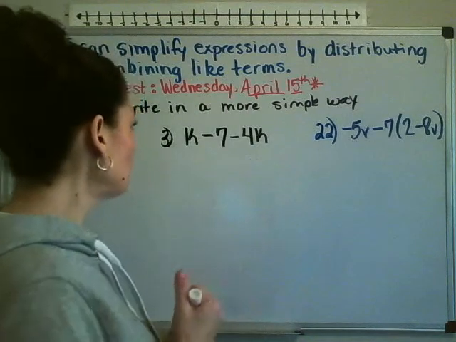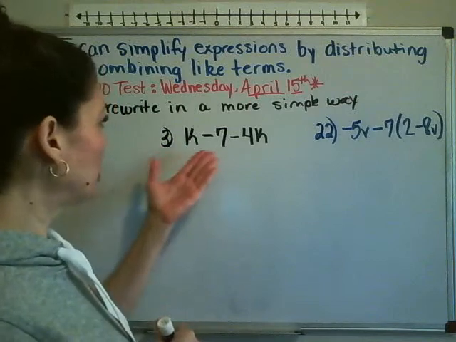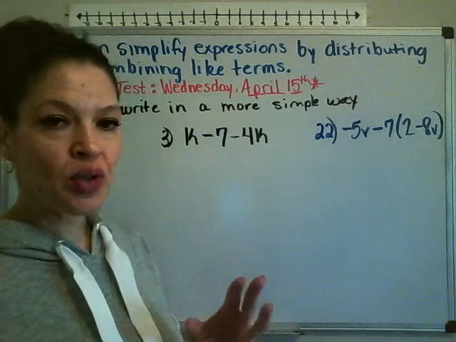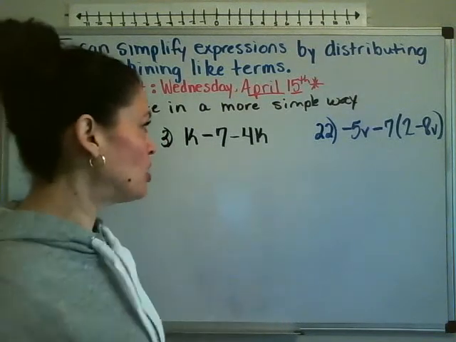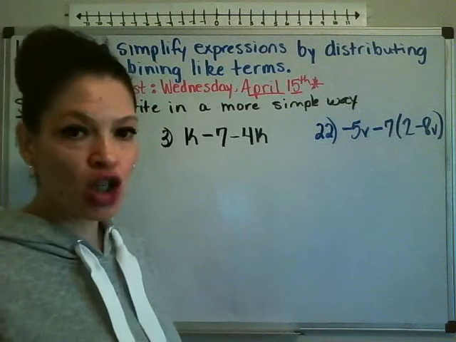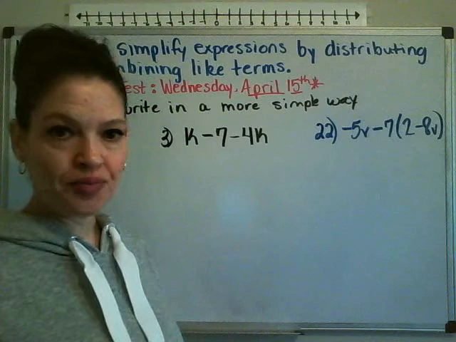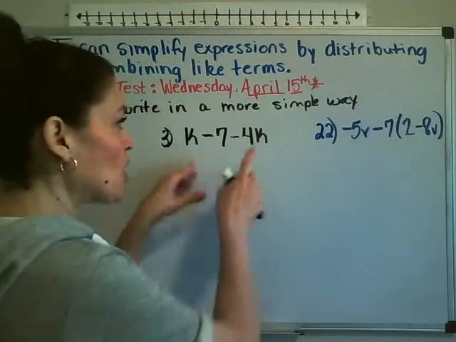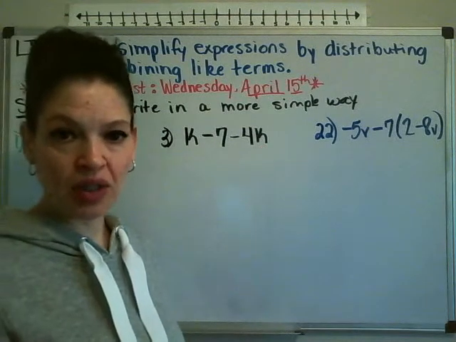All right, so let's see. Number three, k minus 7 minus 4k. First thing I want you to do is look at the whole expression, and are there any terms, any of those pieces that you feel belong together? Hopefully you're thinking that those k's can be grouped together into one value, and that is correct.